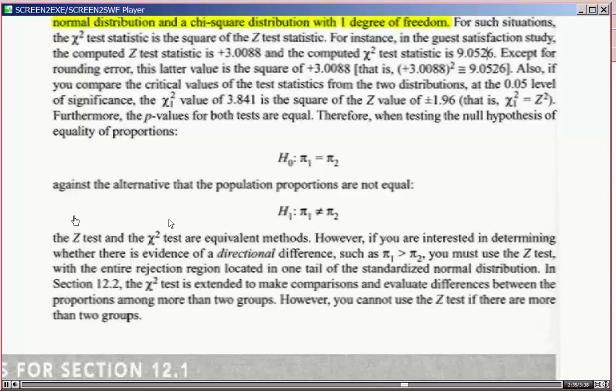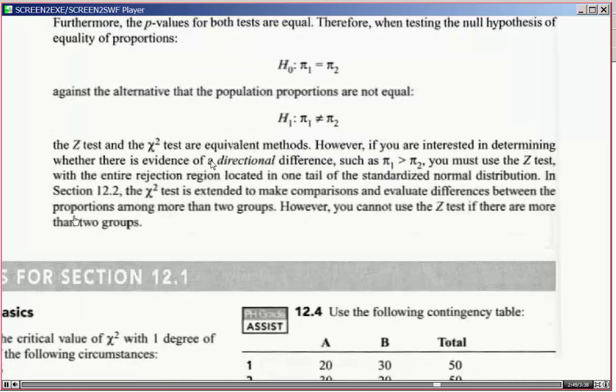Therefore, when testing the null hypothesis of equality of proportions, pi 1 equals pi 2, against the alternative that the population proportions are not equal, the z-test and the chi-square test are equivalent methods. However, if you are interested in determining whether there is evidence of a directional difference, such as pi 1 greater than pi 2, you must use the z-test with the entire rejection region located in one tail of the standardized normal distribution.